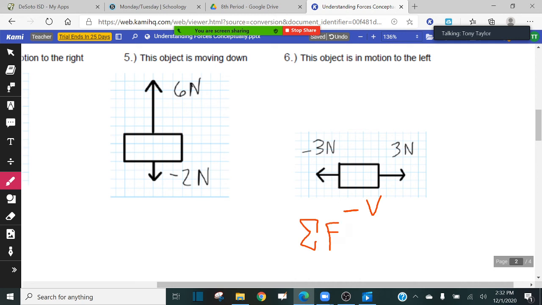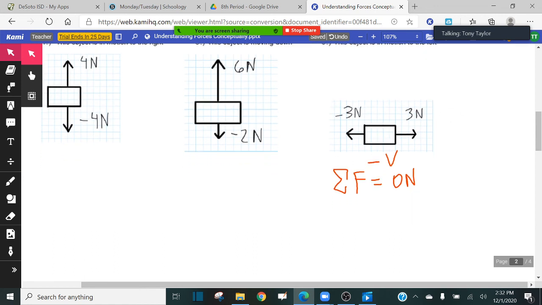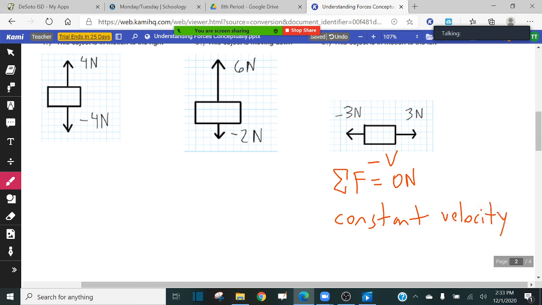And let us look at the sum of the forces. -3 combined with the +3 gives me 0 newtons. So here's a situation where Newton's first law applies. Because we don't have any unbalanced forces here, the object in motion should stay in motion at a constant velocity. So this object is moving at a constant velocity in the negative direction.